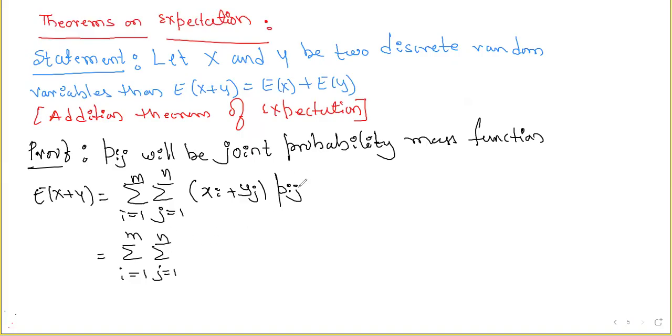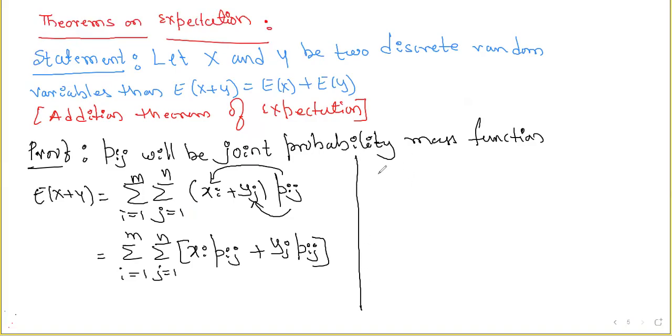So here we need to multiply this Pij inside. When you multiply this Pij inside, this becomes xi Pij, plus yj into Pij. Whatever double summation we have will be applicable for both the terms, so now we will apply this double summation to each of them.